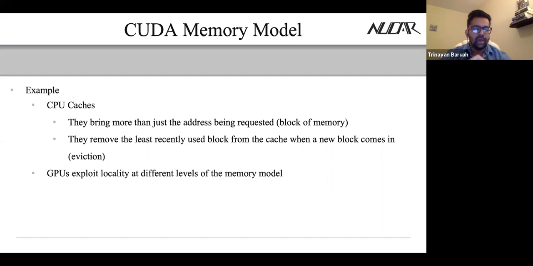So GPUs also have caches, and they exploit locality at different levels of the memory model. But traditionally, GPU caches are smaller than CPU caches, and you already know why that is, right? The GPU is more latency tolerant than a CPU. A CPU architecture needs a larger cache, because if a thread has a cache miss, then it takes a lot of time to load from memory. On the other hand, in a GPU, on the same core you have so many different threads running concurrently. So even if some of the threads suffer a cache miss, you can bring in the next set of threads and have them execute.